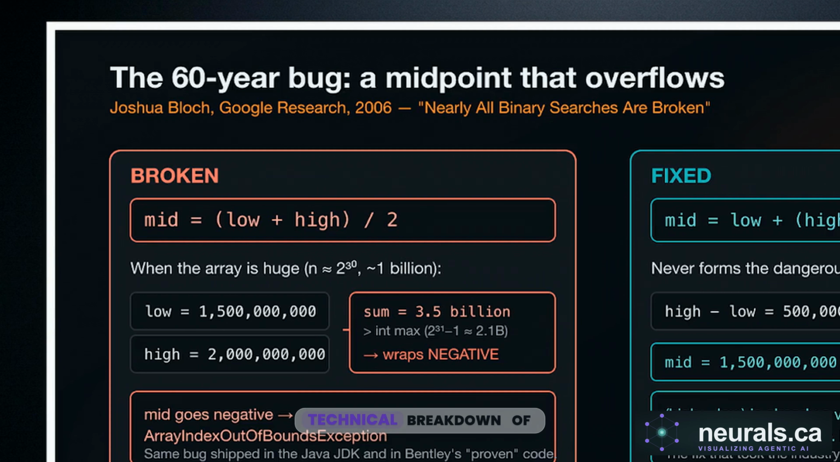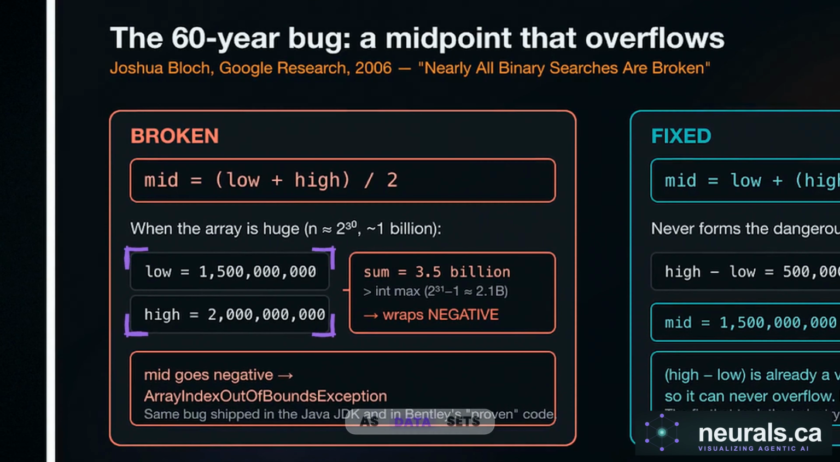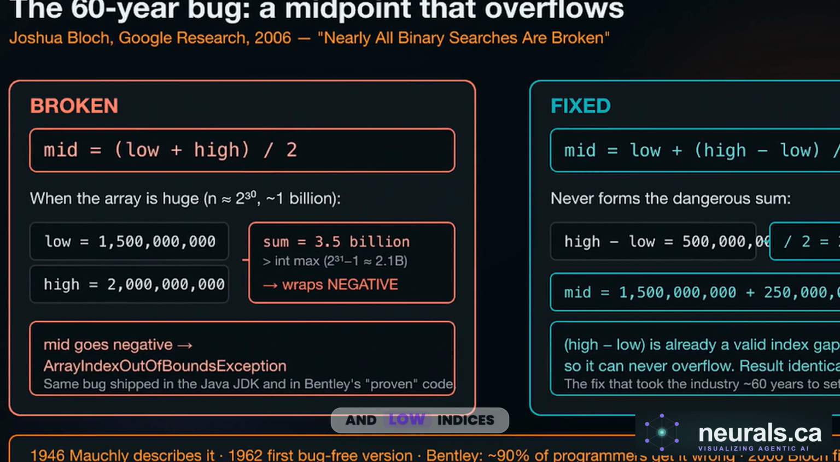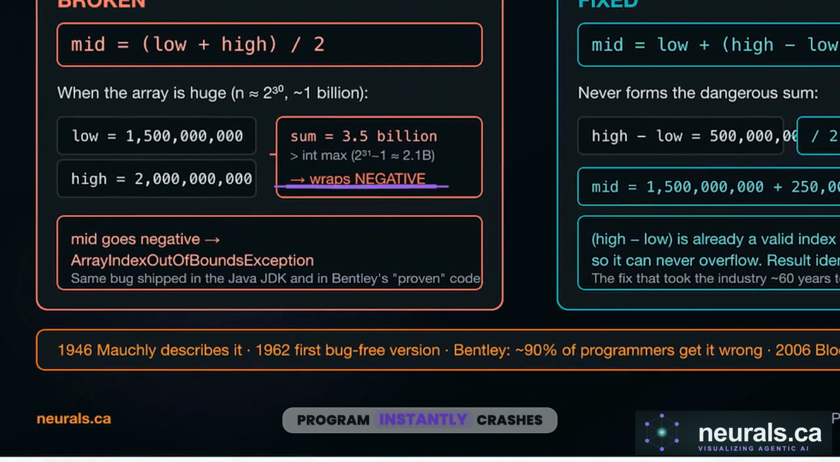Looking at this technical breakdown of the 60-year bug, the problem originates from a single intuitive line of code. To find the midpoint, programmers simply added the low and high indices together and divided the sum by 2. That works perfectly for small arrays, but as datasets grew, a flaw emerged. If your array has over a billion items, adding the high and low indices produces a sum larger than the maximum limit of a 32-bit signed integer. The math overflows, the computer wraps the value into a negative number, and the program instantly crashes.